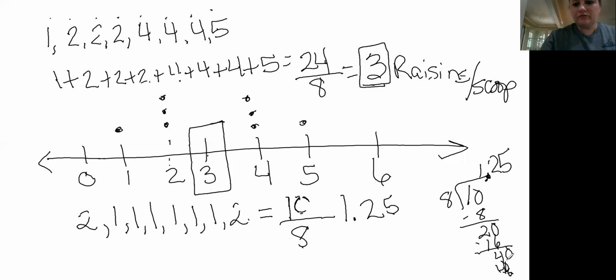$1.25. So this is raisins per scoop. Okay, so the data values differ from the mean by no more than an average of 1.25.